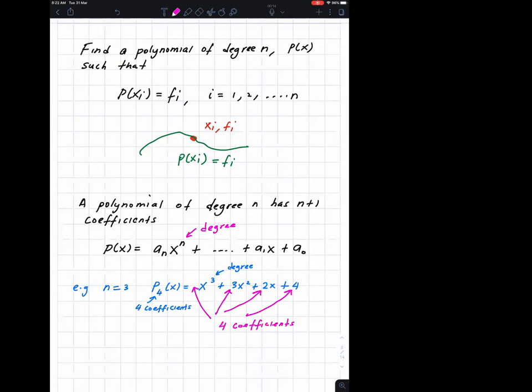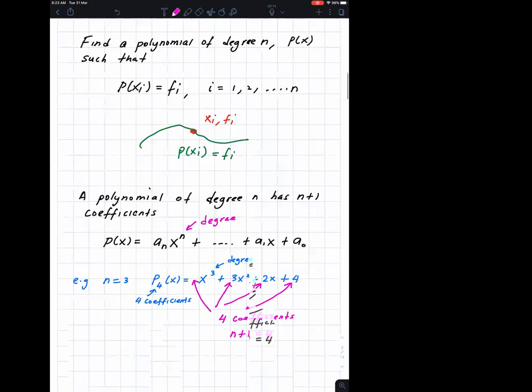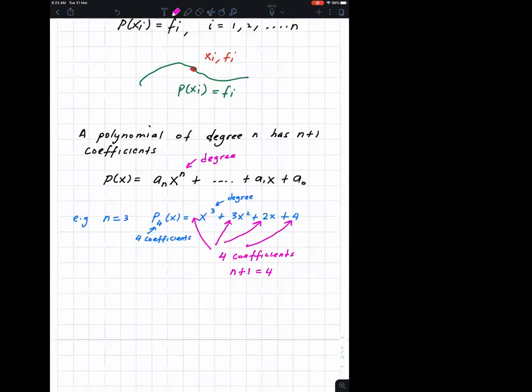Okay. So for n data points, there are n plus 1 coefficients. N plus 1 is 4. N is the degree. The degree plus 1 gives you the number of coefficients.